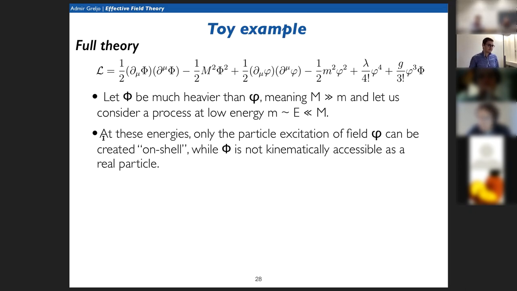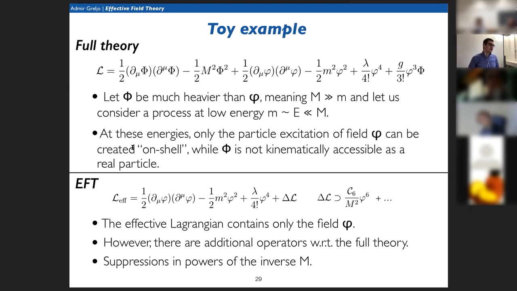So what happens? You know that when you act with the field on vacuum, you create particle excitation. So think about the Fock space annihilation and creation operators. For the light field, you can create on-shell particle excitation. What does it mean? For the light field, there is enough energy to have this particle in the initial and final state, to have it real, or perhaps, if it's decaying, to be a resonance, etc. However, this is not the case for the heavy field. The excitations of the heavy field, the quantum excitations or particles, are not kinematically accessible as real, okay?